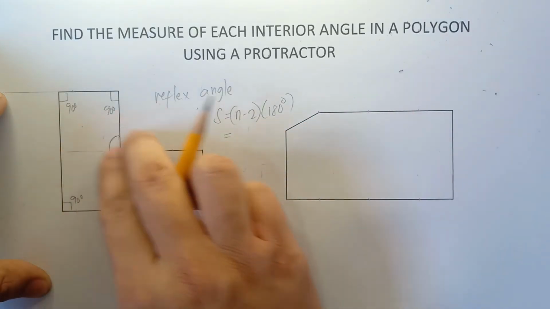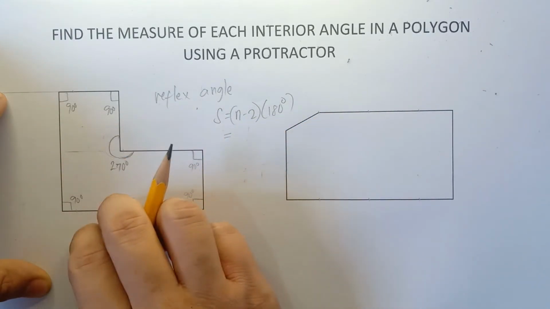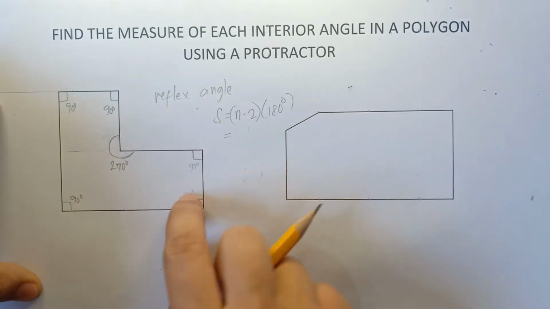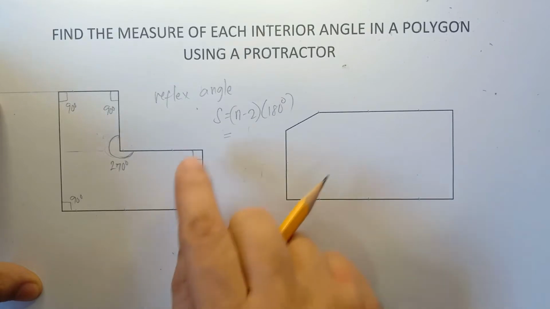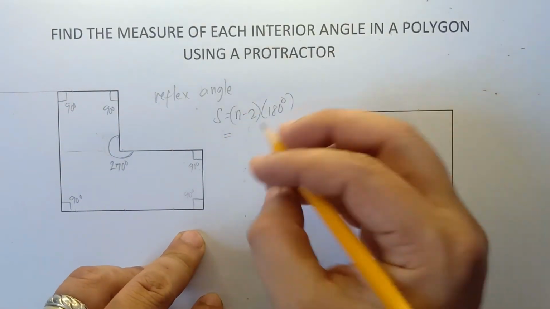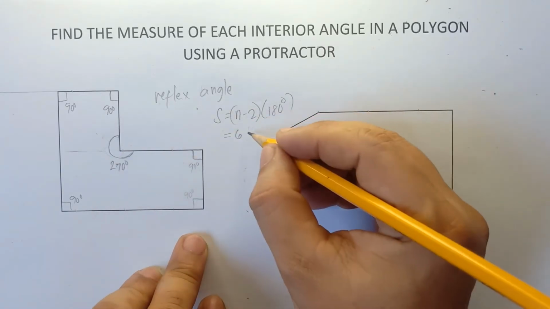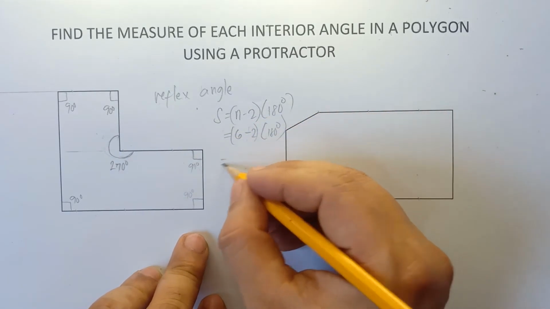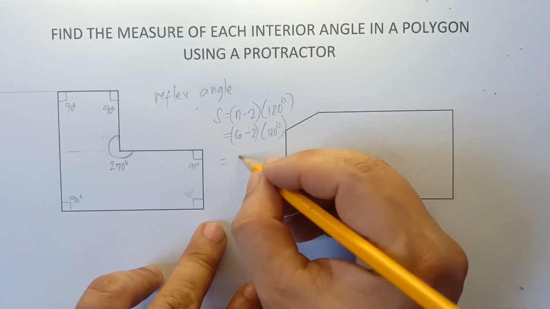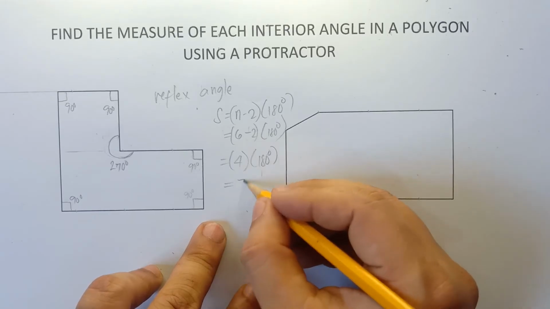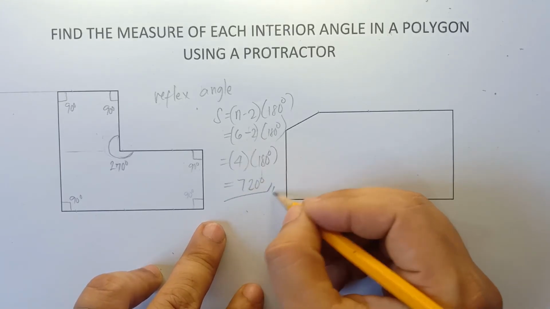Let's double check, class, if we really get the exact measure of each interior angle by finding the sum. The sum of these interior angles, we can find using this formula. N represents the number of sides. So we have 6 sides, minus 2, times 180. So 6 minus 2, that would be 4 times 180. 180 times 4, that would be 720 degrees.